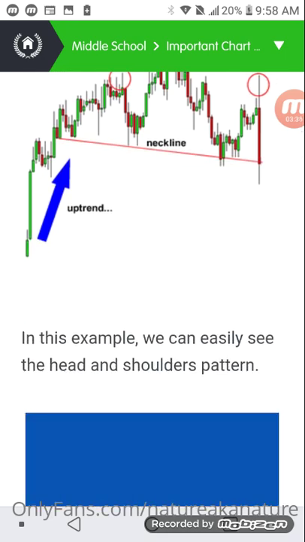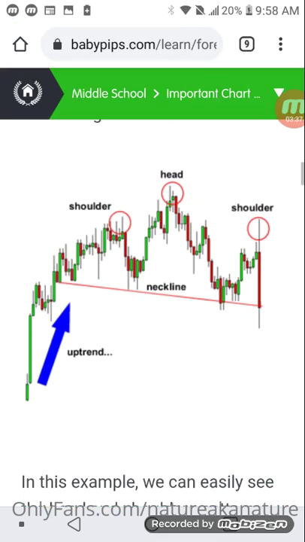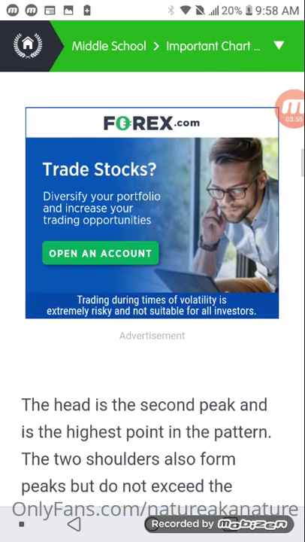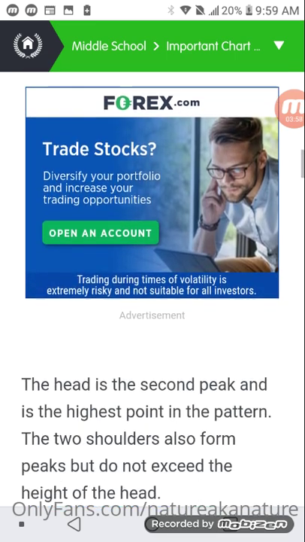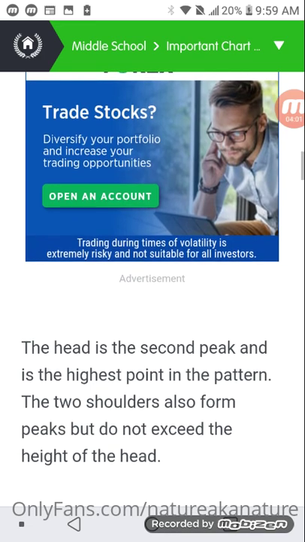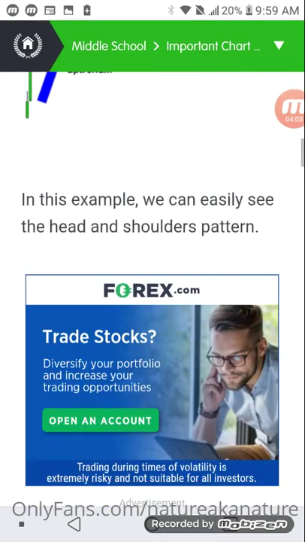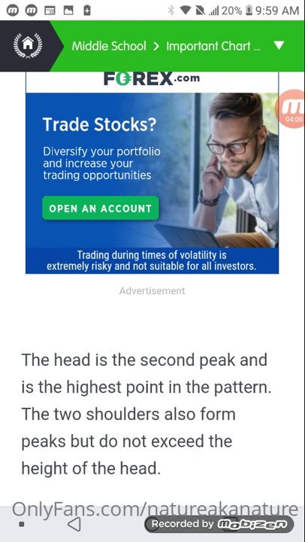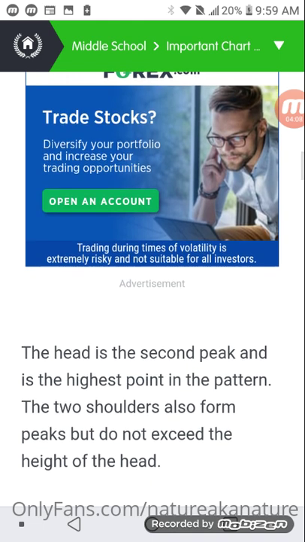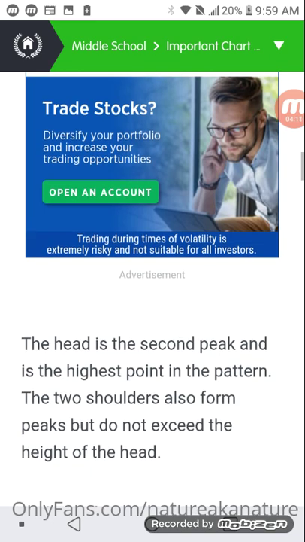In this example, we can easily see the head and shoulder pattern. The shoulder makes the first peak. The second peak is the highest peak, which is the head, and then it creates the third peak when it goes lower, which creates the other shoulder. The head is the highest point in this pattern. The two shoulders are peaks, but they do not exceed the highest peak, which is the height of the head.